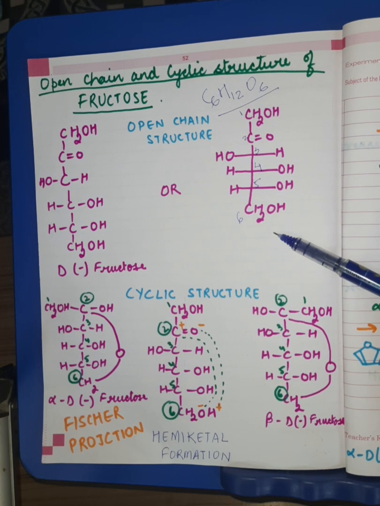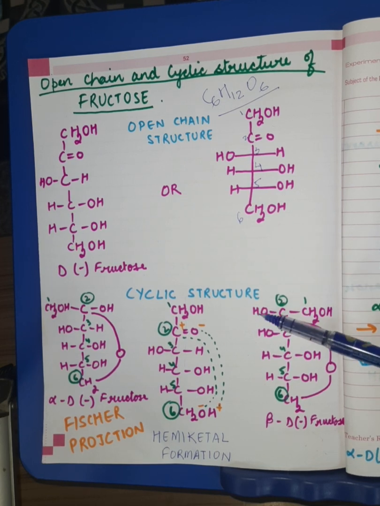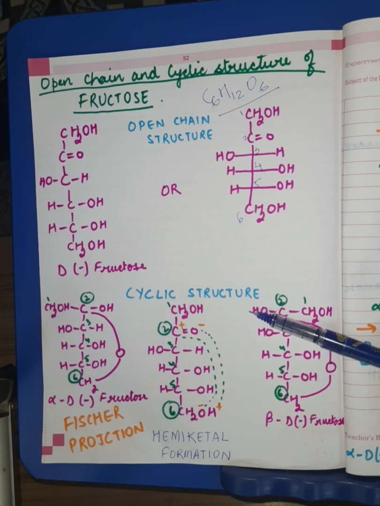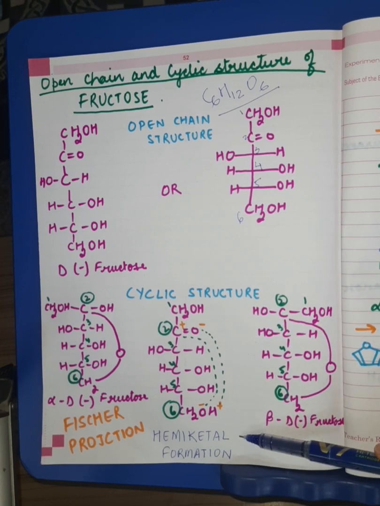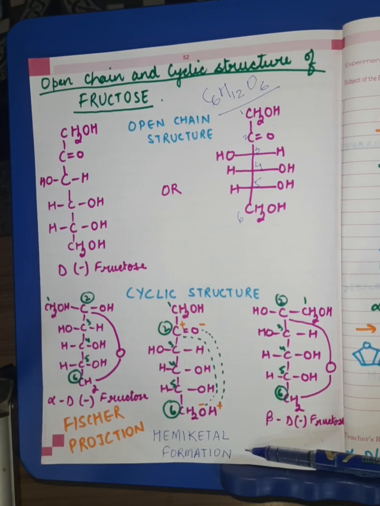This is the Fischer projection. Now we are moving on to the cyclic structure of fructose. The cyclic structure of fructose is just like in the case of glucose. The only difference is that the cyclic structure of glucose is due to hemiacetal formation. Here it is due to hemiketal formation. What is hemiketal formation? We need to understand that.